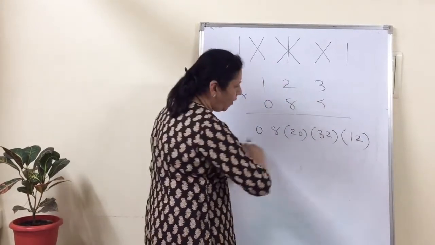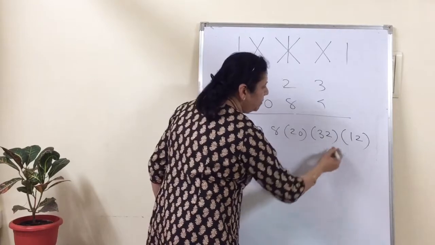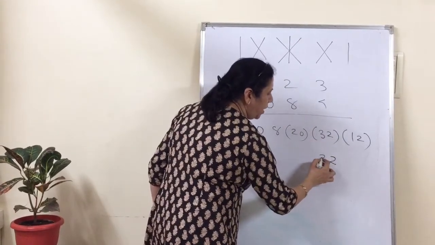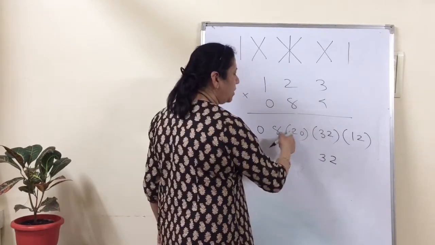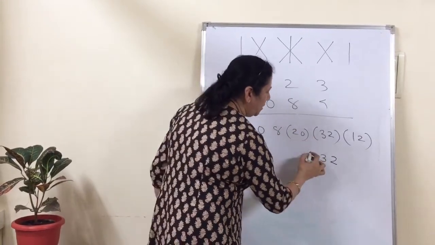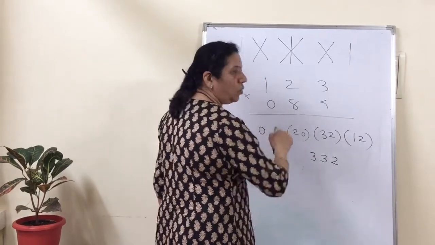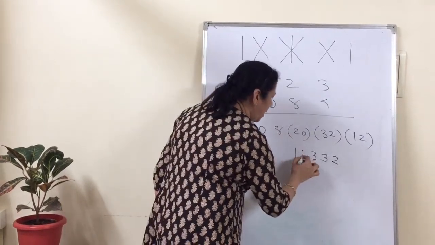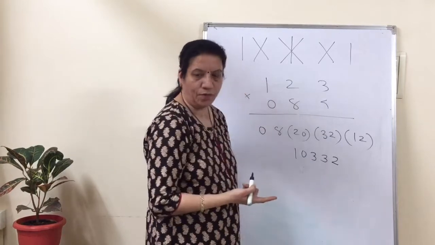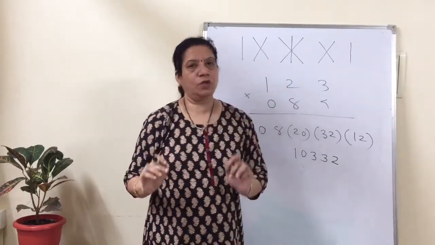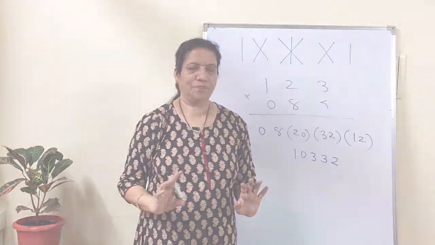And let us write down the final answer with carry forwards. So 2. 1 is carry forward, so this becomes 33. Again we write down 3. 3 is carry forward, so 20 plus 3 is 23. We write down 3 here. 2 is carry forward, so 8 plus 2 is equal to 10, and we need not write down this 0. So the final answer is 10332. I hope it is clear.